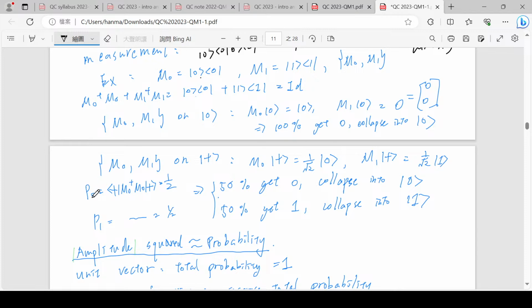Then the probability of getting the 0 outcome is the norm squared of this M0 on plus. That's 1 over square root 2, squared, so that's 1/2. The probability of 1 is the norm squared of this thing, so that's also 1/2. So you have a 50% probability to get outcome 0, collapsing into |0>, and a 50% probability to get outcome 1, collapsing into |1>. Hopefully you see that this just corresponds to computational basis measurement. Any questions?